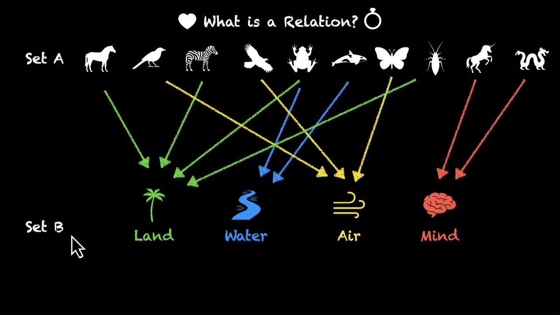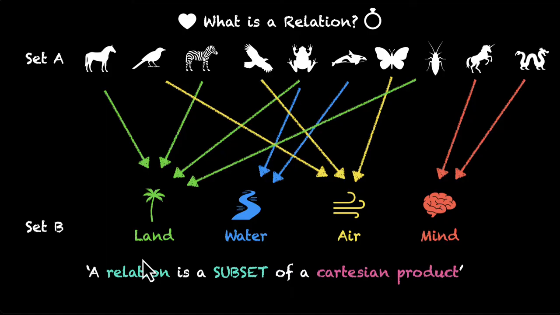So that means a relation is a subset of a Cartesian product. That's the simplest definition that I could find. A relation is a subset of a Cartesian product. That's it. And these elements, well, they're related to each other. This is what we mean by a relation in the math world.